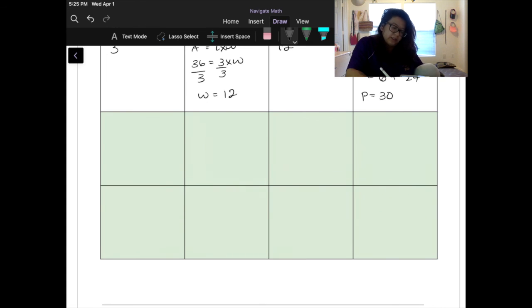You're going to go ahead and fill out the next 2 green boxes. Once you have done that, you're going to do accelerated math and turn in your work.